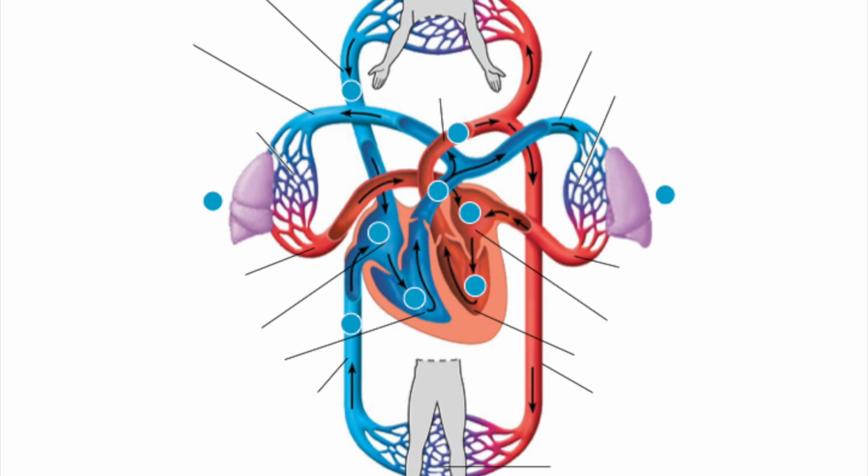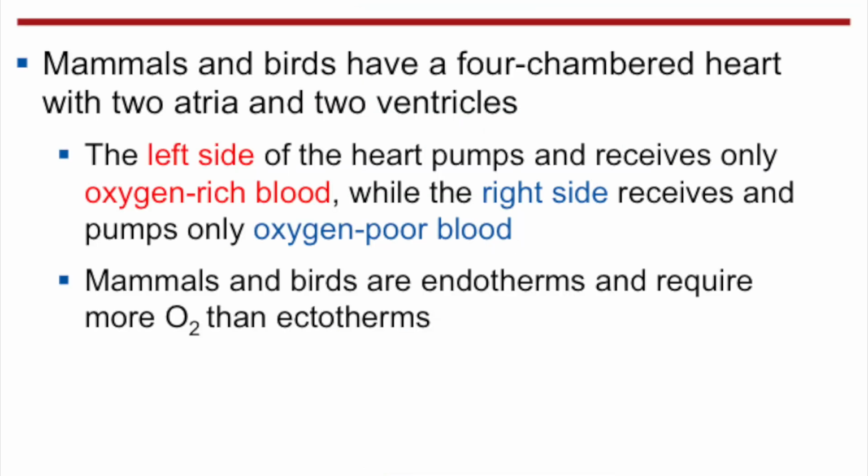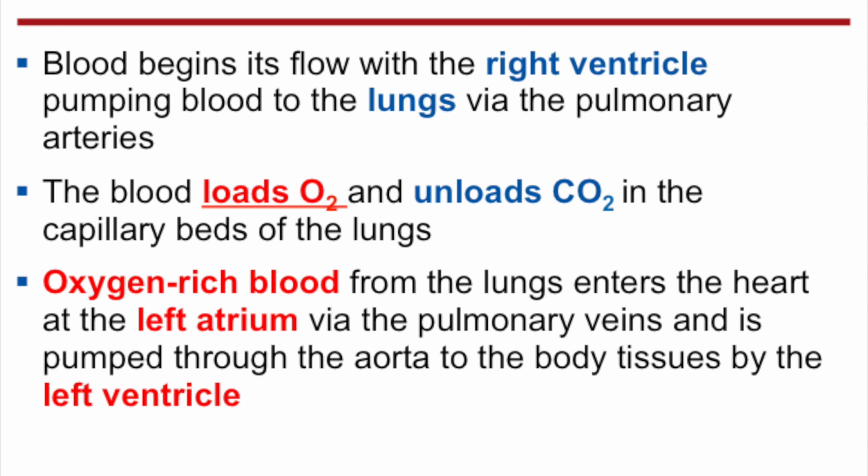So what you can see is the left side of the heart pumps oxygen-rich blood, and the right side receives oxygen-poor blood. So oxygen-rich in red, oxygen-poor in blue, received on the right side, pumped out on the left side. So blood flow begins in the right ventricle. It's poor, low O2 blood, and it receives it in the right atria, goes to the right ventricle, and that pumps it out to the lungs, where they load the O2 and unload CO2, and then that red oxygen-rich blood will then flow out into the left atrium, out of the left ventricle to the rest of the body.